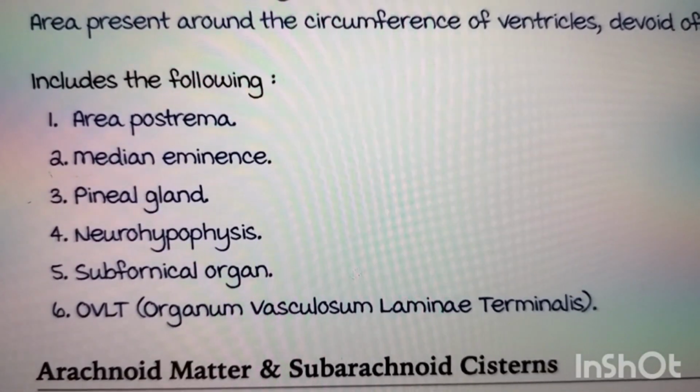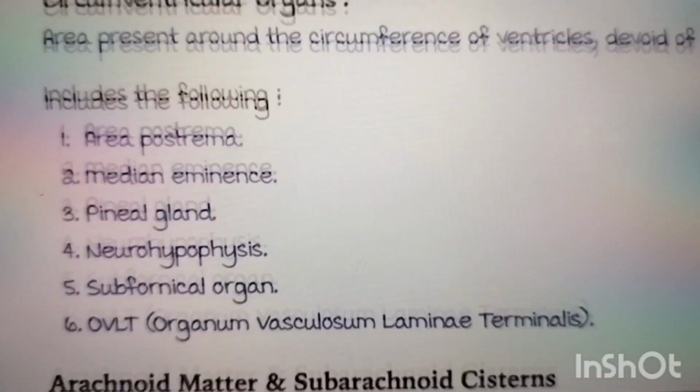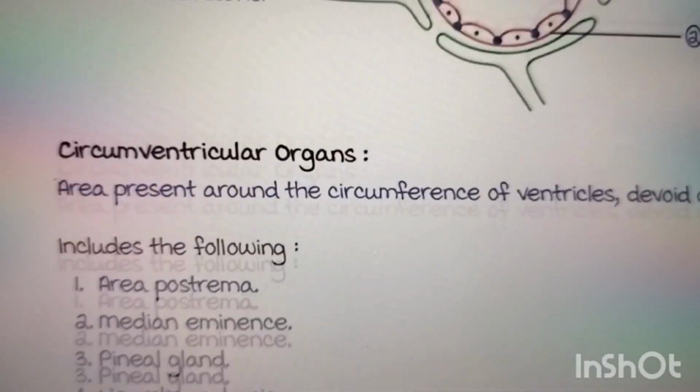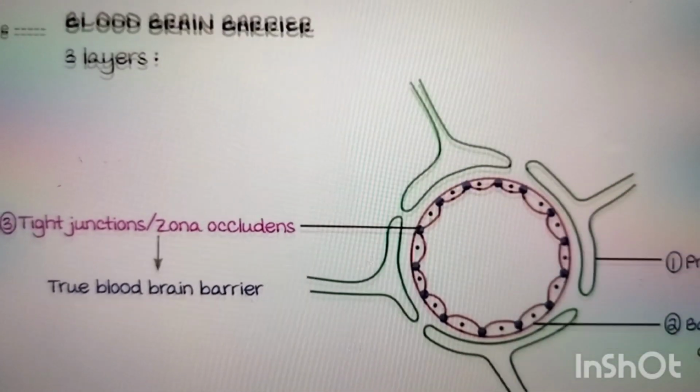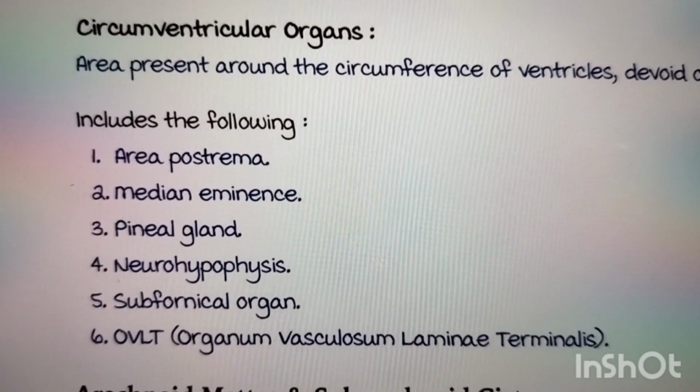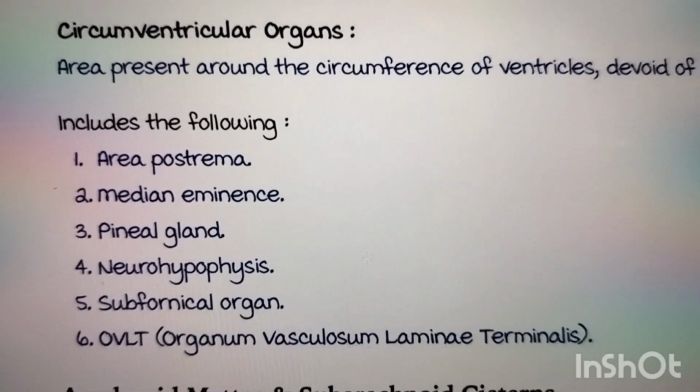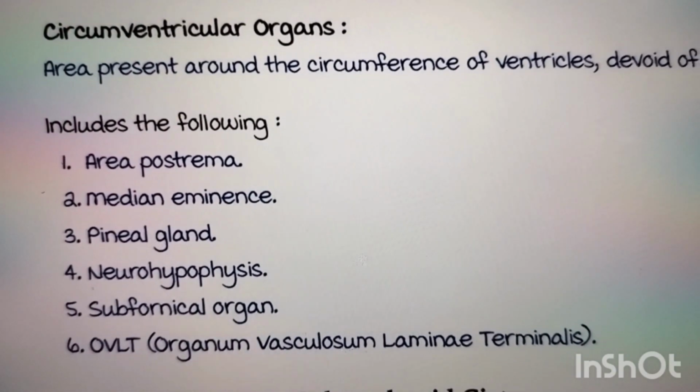We should remember the names of the circumventricular organs devoid of blood-brain barrier. Why is it important? Because certain drugs are designed in a way that they act on this part of the brain.